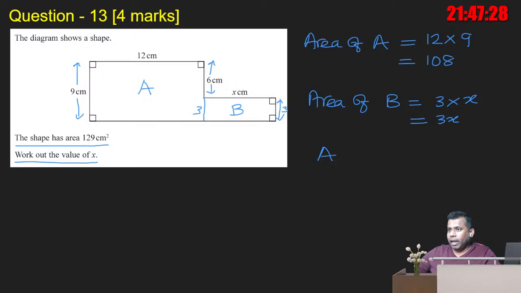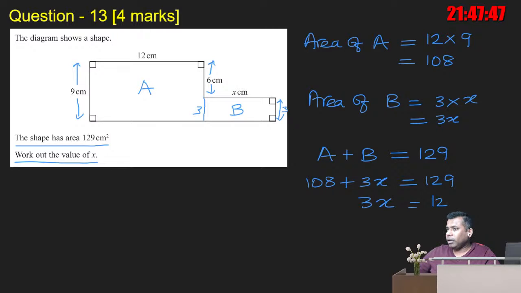So A plus B area is given as 129, right? So both areas together, 108 plus 3x equals 129. So from that you can find out 3x equals 129 minus 108, right? And you can solve this one.